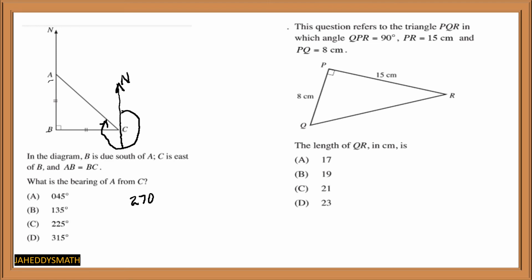Now, on inspection of the diagram, the right angle triangle ABC is also an isosceles triangle. So therefore, the angle at A and the angle at C are also equal. And we know that B is 90 already, therefore A and C would add to 90. Therefore, A and C are both 45 degrees. So we just have to add 45 to the 270. So the result is 315 degrees. So the correct answer is D.